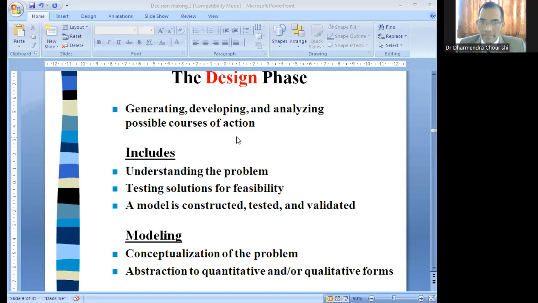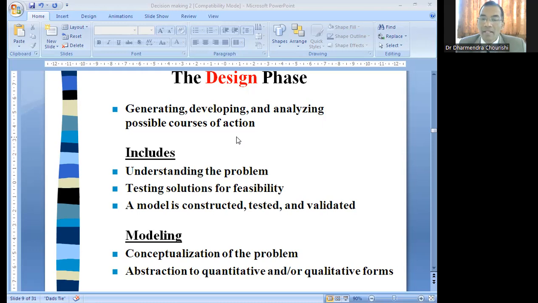So, the design phase is quite crucial: designing the decision making or a complete model. On the basis of that, we can go for decision making. In this phase, we'll generate or develop a particular course of action or a model, and on the basis of that, the whole process will continue. So generating, developing, and analyzing the possible courses of action is all about the design phase.